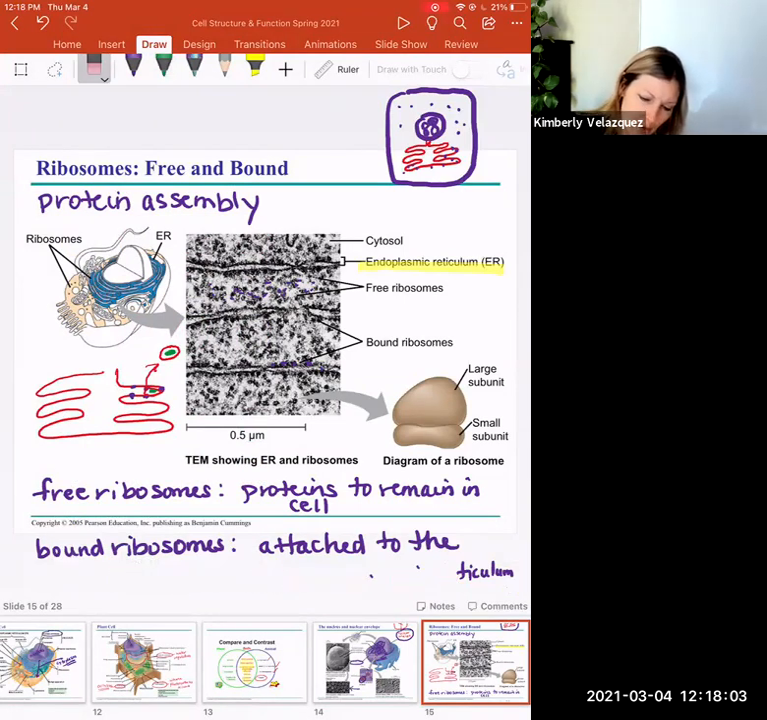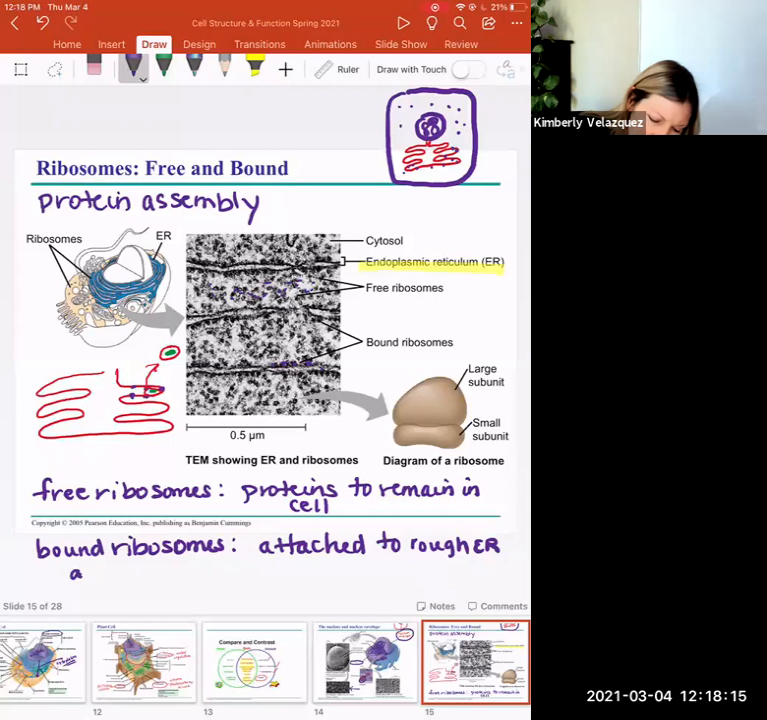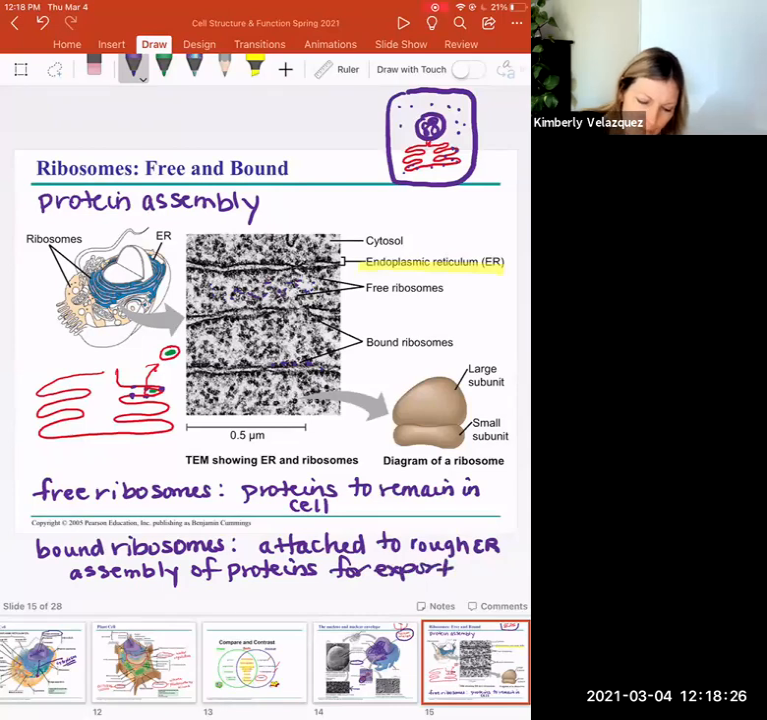Let me erase this part. So attached to rough ER, and they're involved in assembly of proteins for export. Again, this is a really good setup. The protein, as it's being translated, feeds into the lumen here. A piece of that membrane pinches off, carrying that protein product, and now that can move eventually to the plasma membrane and leave the cell. And we're going to see how that happens.